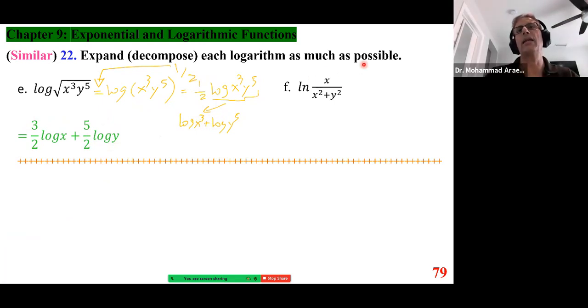This one is simply ln of the top minus ln of the bottom. There is really not much you can do, and you don't have to separate them because you cannot, the bottom cannot be separated.